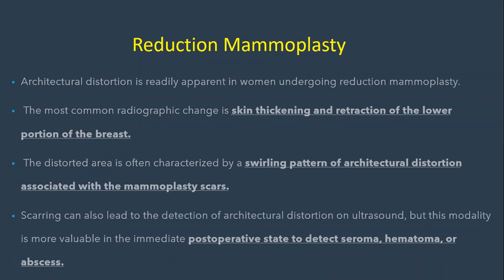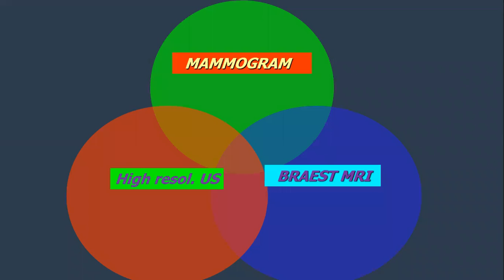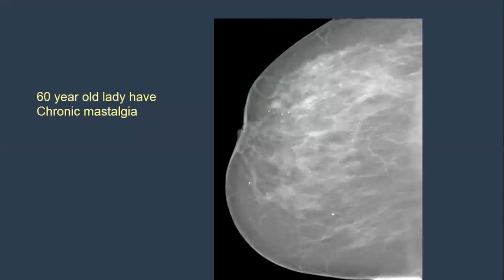Thank you. You might find complications of surgery like hematoma, seroma, abscesses, and so forth, fat necrosis. I have many patients with mammoplasty who develop fat necrosis, you see. What about this lady? This is my patient also, a 60-year-old lady with chronic mastalgia, or chronic breast pain.